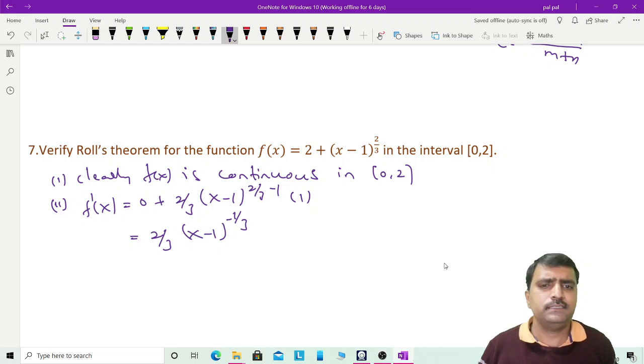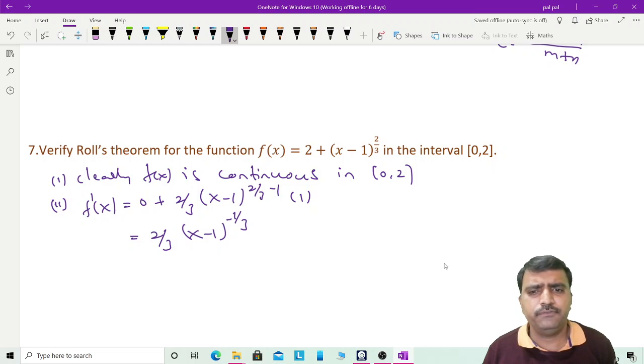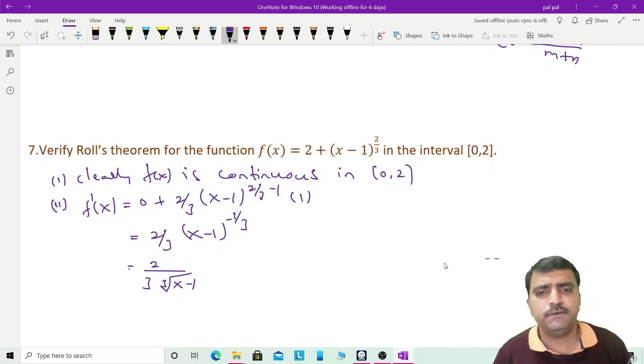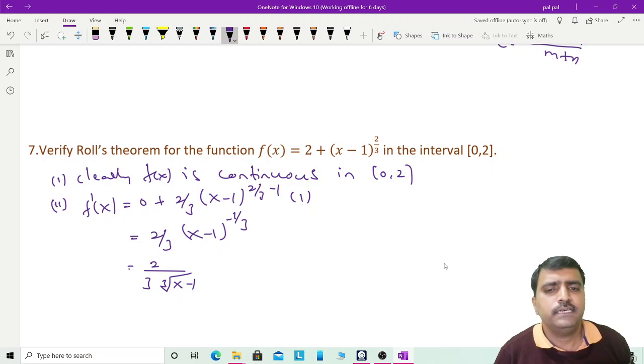Yes, I think this function is not differentiable at x is equal to 1. You go and verify this. Because here, when you bring this to the denominator, it is x minus 1 to the power 1 by 3, which can be written as cube root of x minus 1. Between 0 and 2 there is 1; giving x as 1, 1 minus 1 becomes 0, and 2 by 0 is infinity. So we are getting infinity at x is equal to 1.